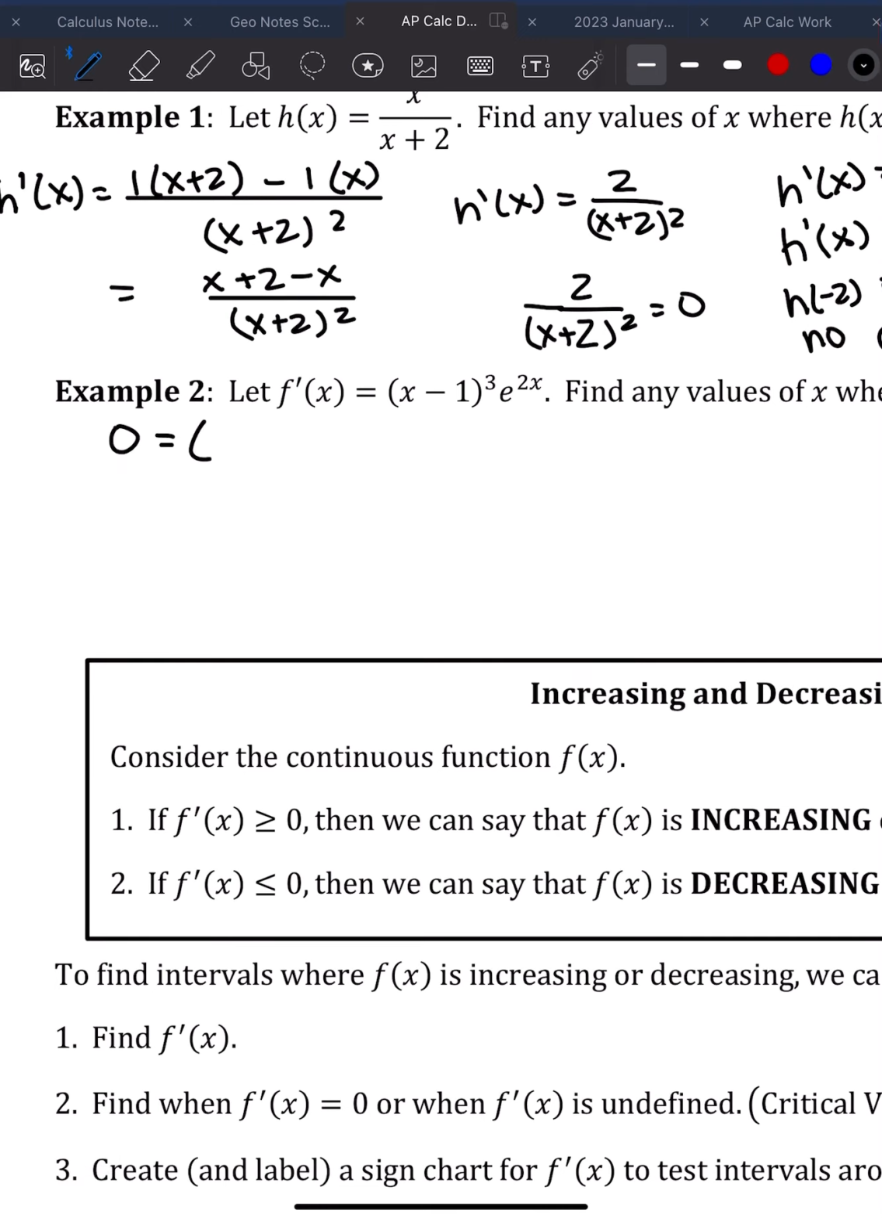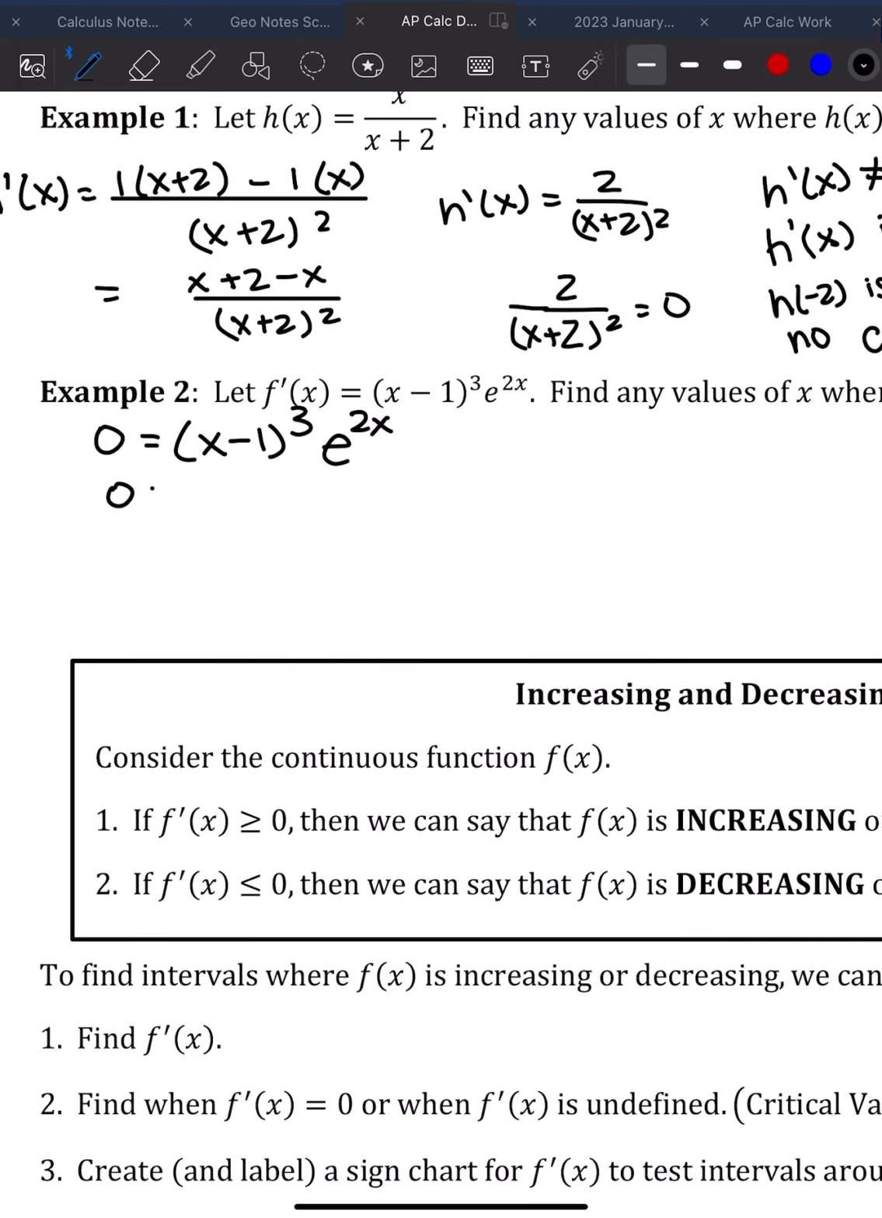So 0 is equal to x minus 1 cubed times e to the 2x. That means one of our two pieces here needs to be equal to 0.